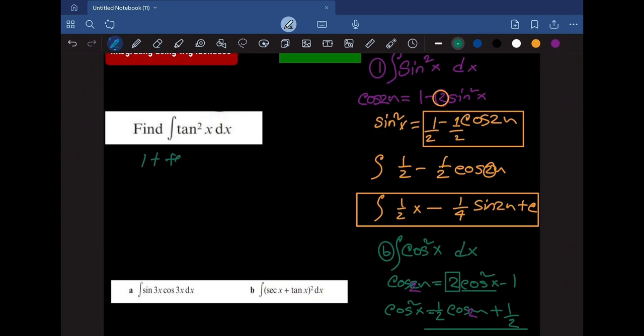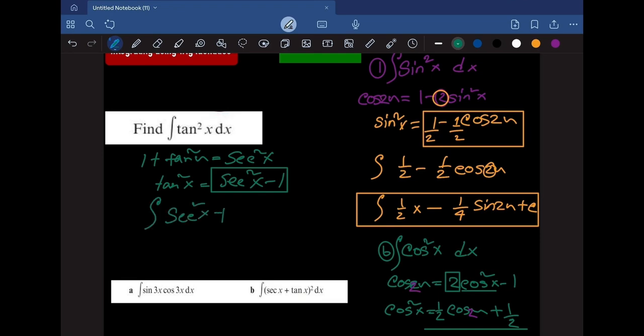So 1 plus tan squared x is equal to sec squared x, right? This is the formula. Now if you make tan squared x the subject, it becomes sec squared x minus 1. Now we'll have to integrate this part. So the integration of sec squared x minus 1 dx. We know when we integrate sec squared x, it becomes tan x. Sorry, my bad. Sec squared x becomes tan x.